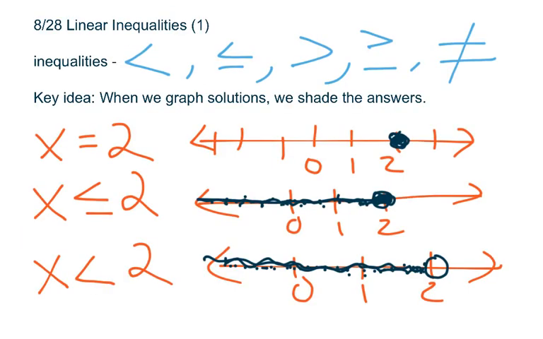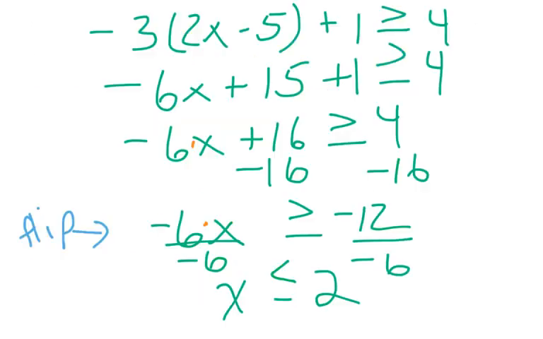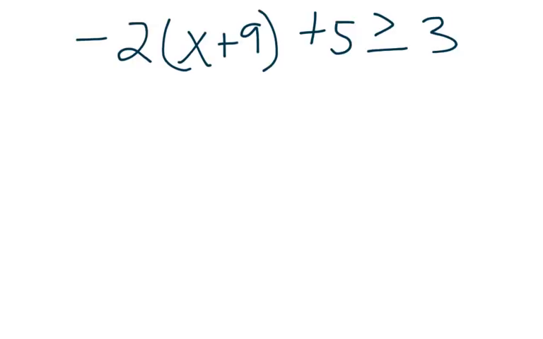I'm not going to bother graphing that because I graphed it over here, so we won't beat a dead horse, so to speak. Let's take a look at another problem. So we've got -2 times the quantity x plus 9, plus 5, is greater than or equal to 3. I'm going to pause this in the actual presentation and we will talk about it together.